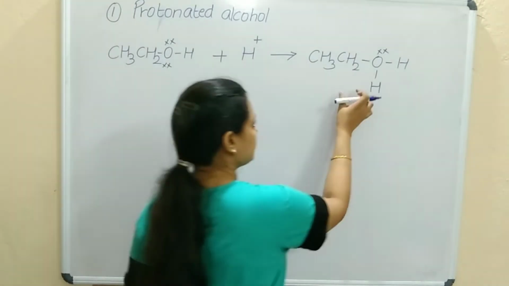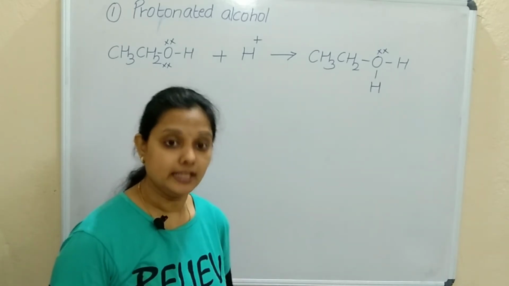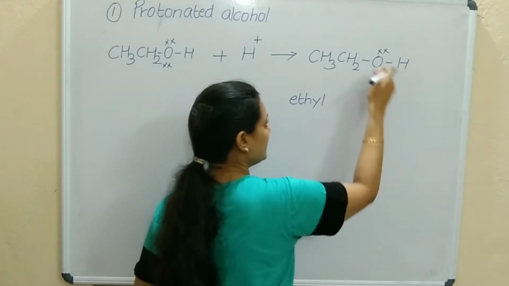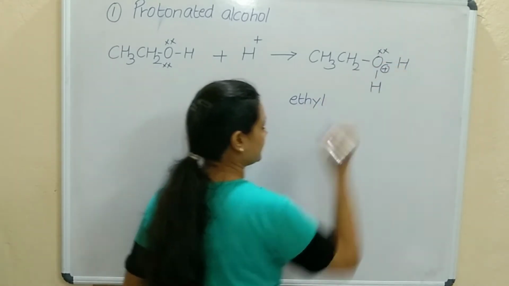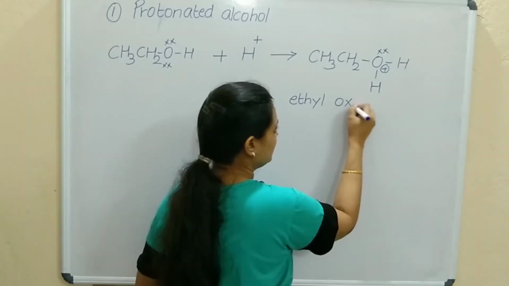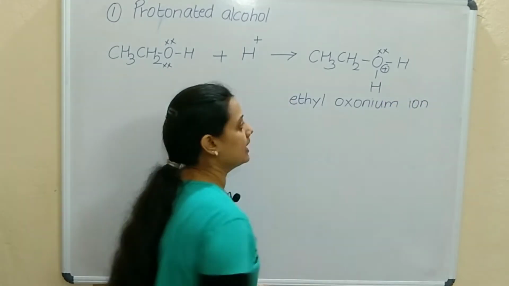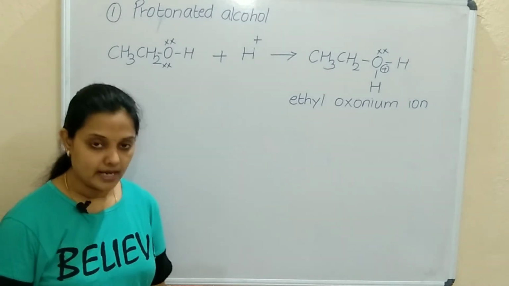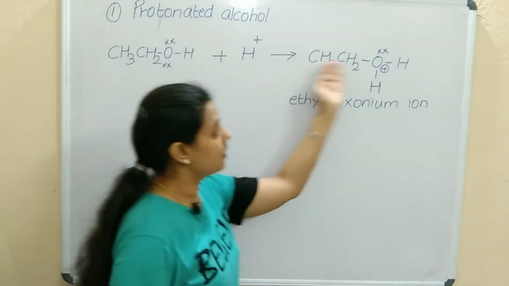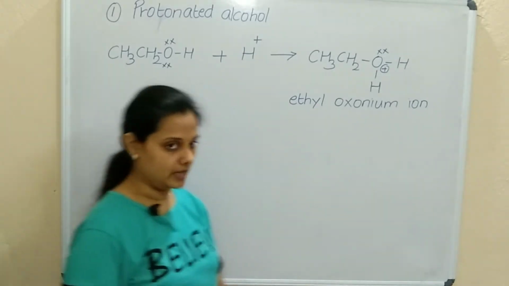Now what is the name of this compound? There are 2 carbons. What is the group attached? Ethyl group. Oxygen is making 3 bonds, so it gets a positive sign. Making 3 bonds, it is an oxonium ion. So the name is ethyl oxonium ion. In the mechanism, the first step is formation of protonated alcohol, an alcohol having one proton, H. So it is ethyl oxonium ion.